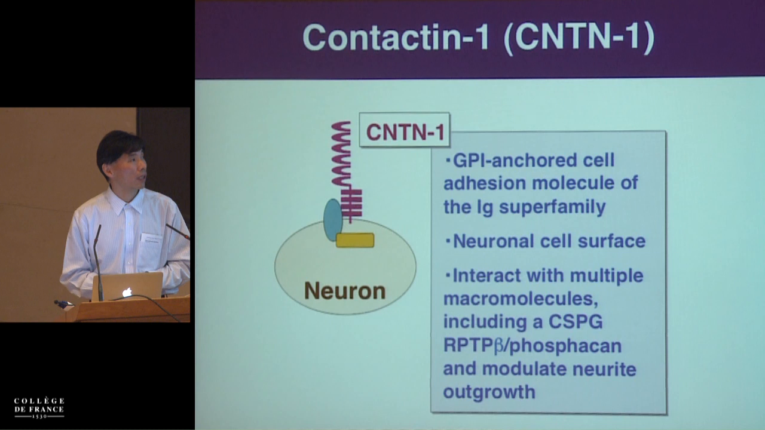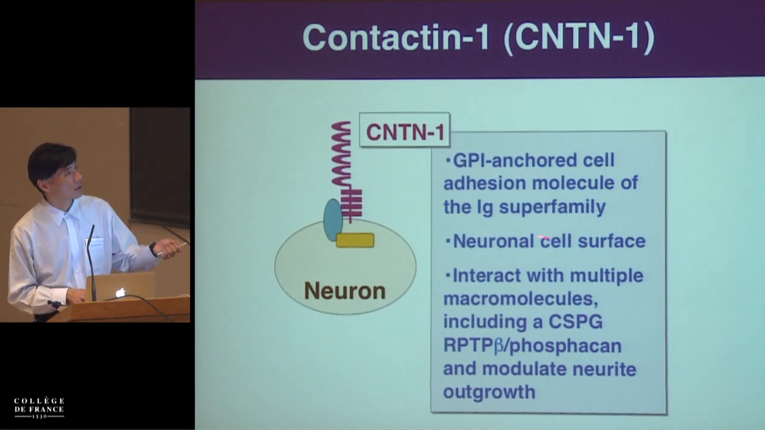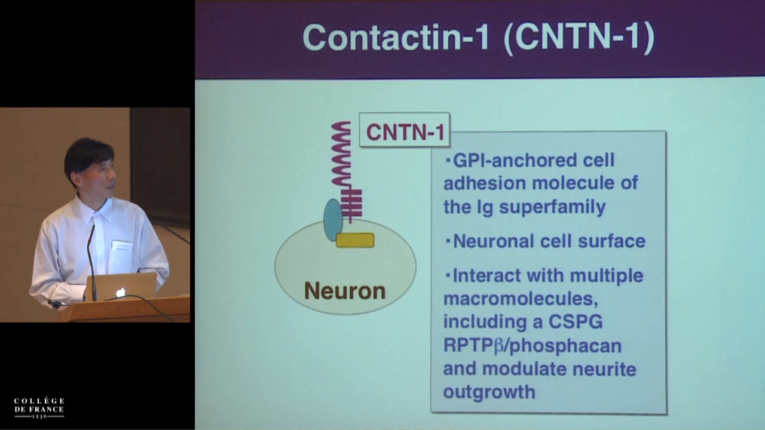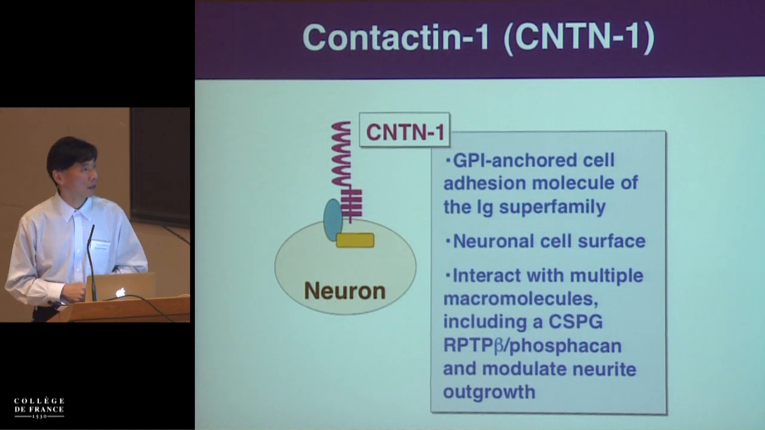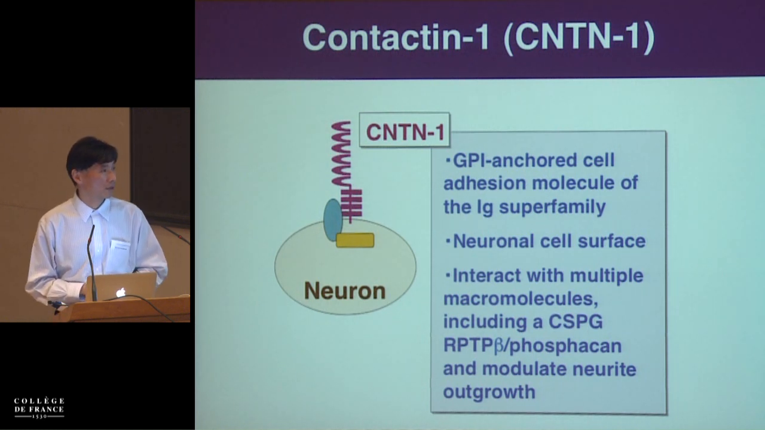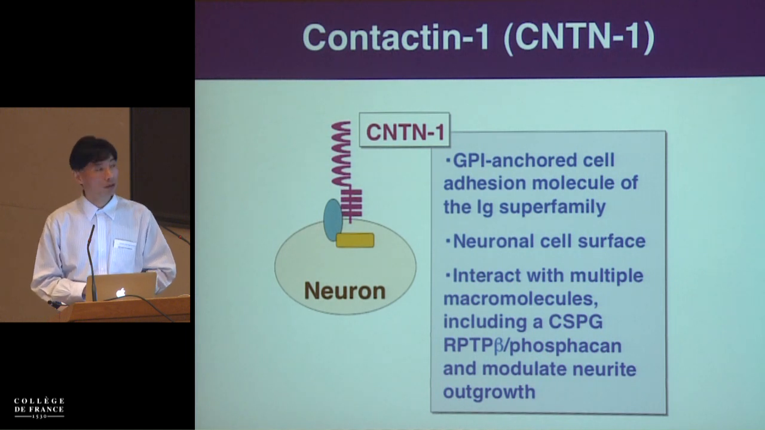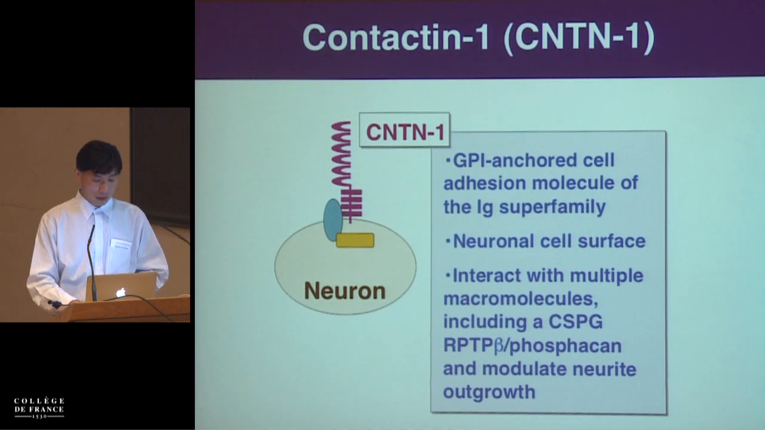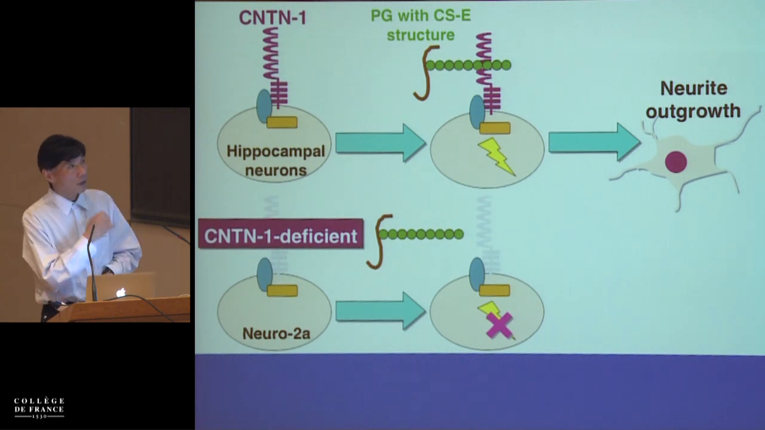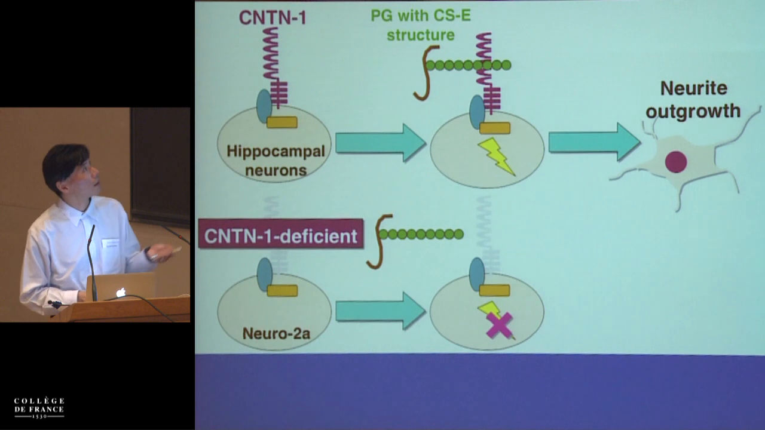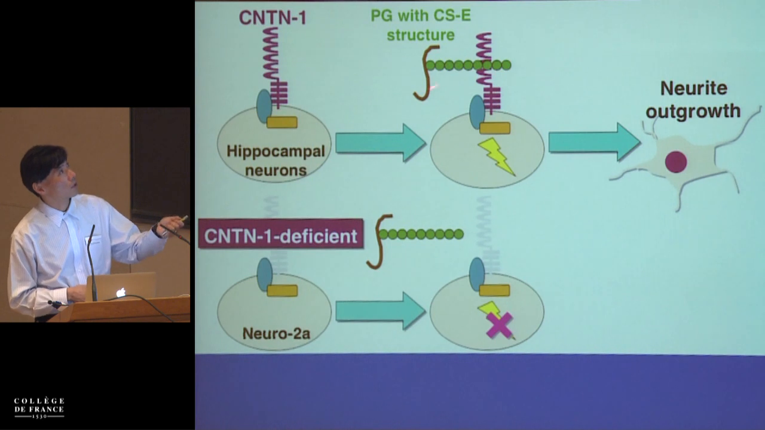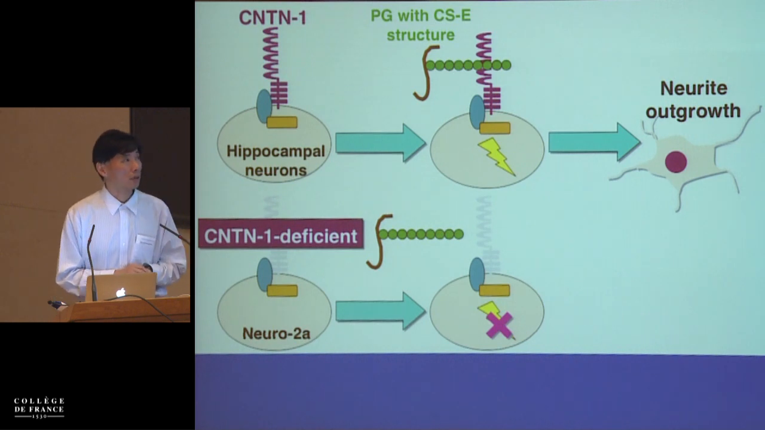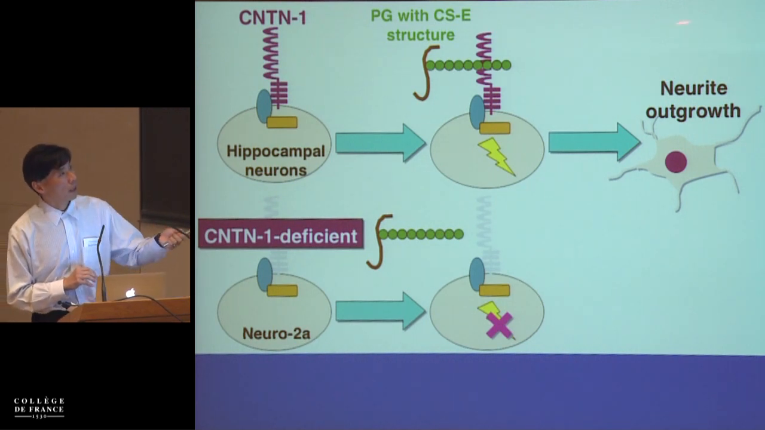In addition, contactin-1 is also expressed on the neuronal cell surface and interacts with multiple macromolecules, including a chondroitin sulfate proteoglycan, RPTP beta, and phosphacan, and modulates neurite outgrowth. So we thought that on hippocampal neurons, contactin 1 is expressed, and proteoglycan with chondroitin sulfate E structure binds to contactin 1, leading to neurite outgrowth.